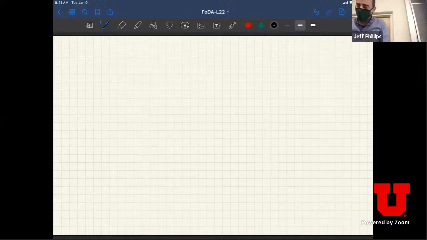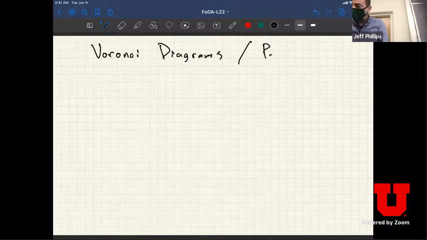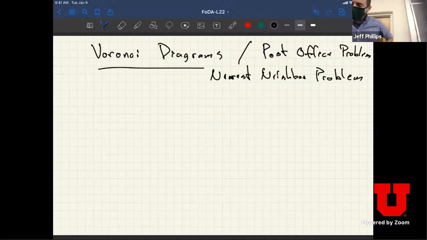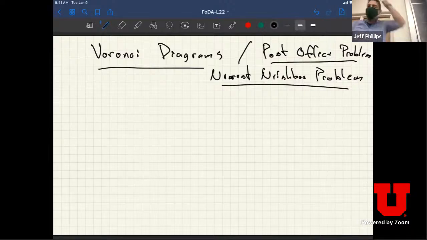We're going to talk about Voronoi diagrams, and this is often called, or at some point was called, the post office problem. Probably now it would be called the nearest neighbor problem. These are other problems which are well studied, and this will give you an insight into some of the challenges in these.